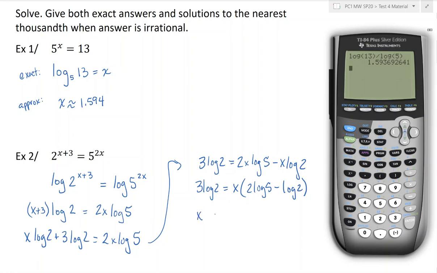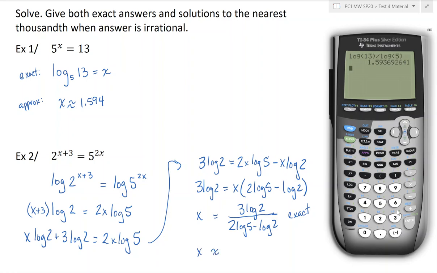So x is 3 log 2 over 2 log 5 minus log 2. Now this is all in base 10, so we can easily use the calculator. But this is our exact answer. We've solved for x, and we haven't touched the calculator yet.